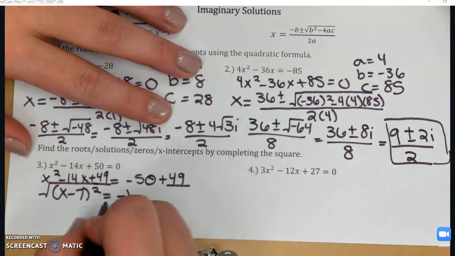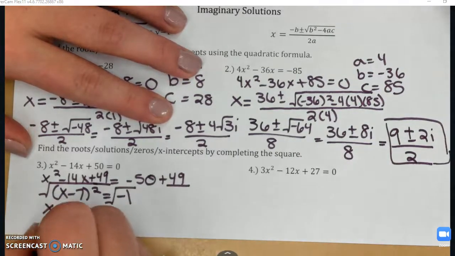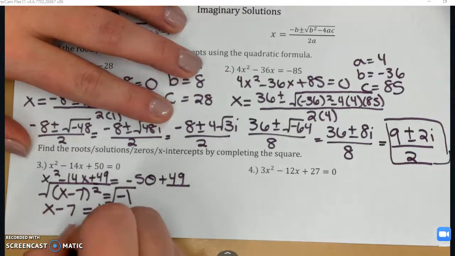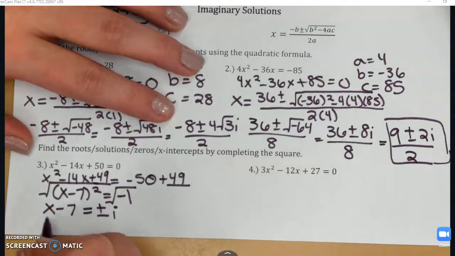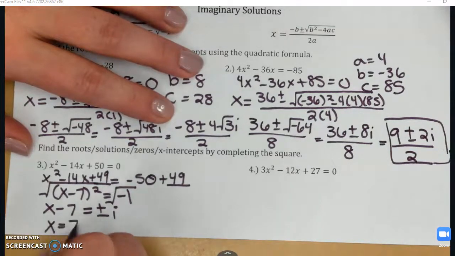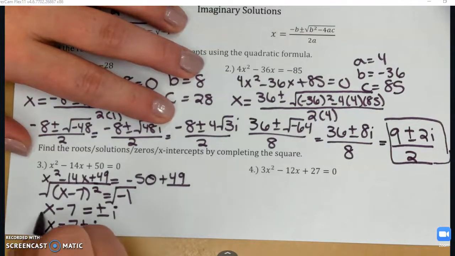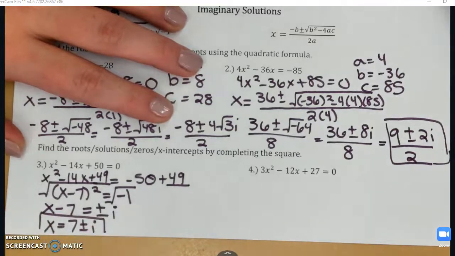So I take the square root of both sides, and I'm going to get that x minus 7 is plus or minus the square root of -1, which is i. So then I just move 7 over. And I have 7 plus or minus i as my solution.